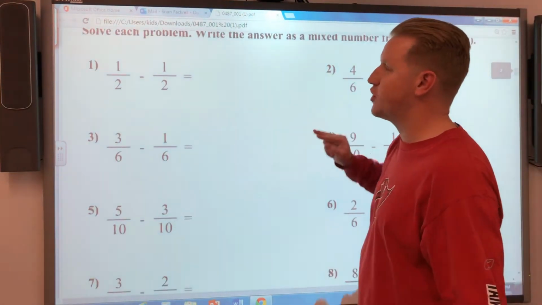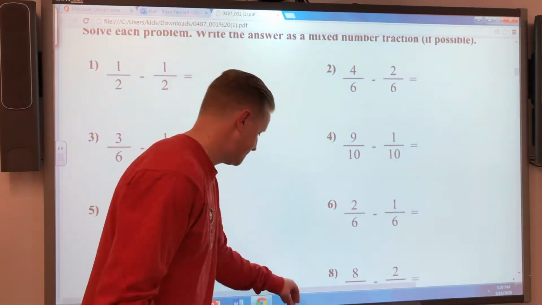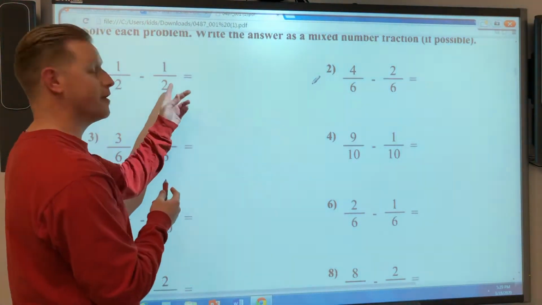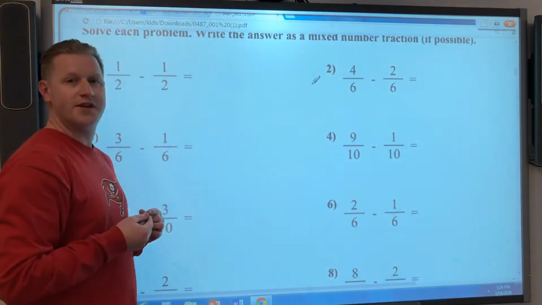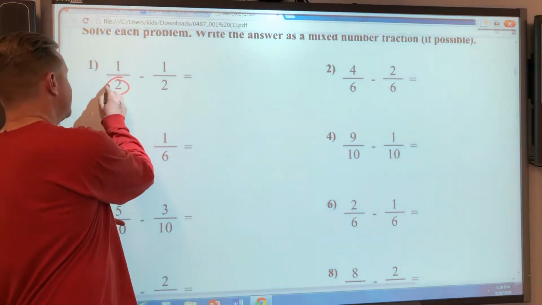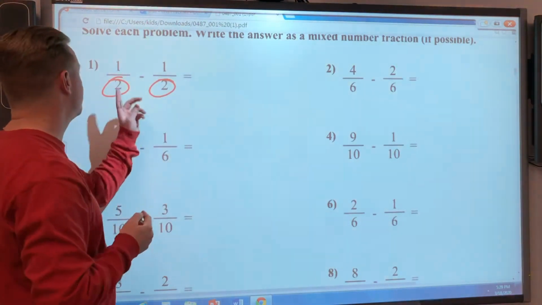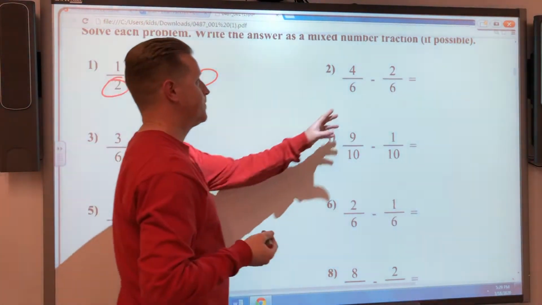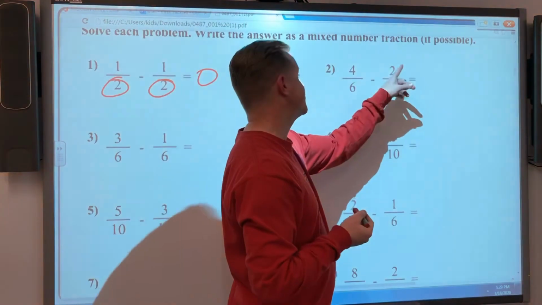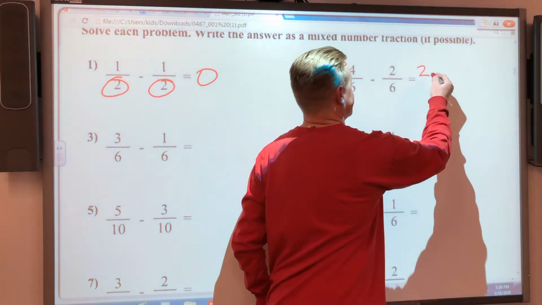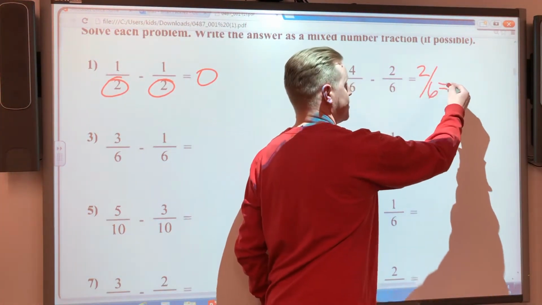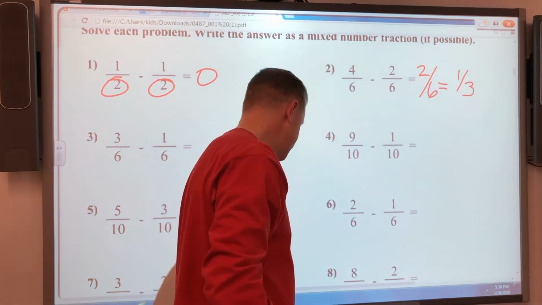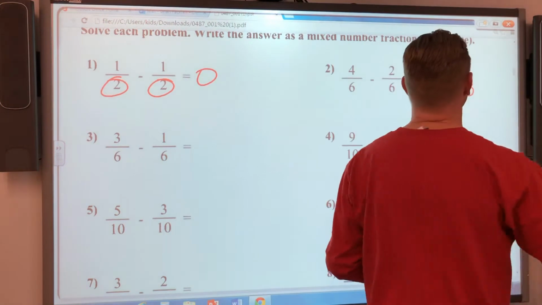Next, we move on to subtraction of fractions. First thing we look at, denominators. Bottom number, are they common? If not, we need to convert them. Luckily for us, they have common denominators. We have 1/2, subtract 1/2. That gives us 0. We have 4/6 minus 2/6. That leaves us with 2/6, which can be reduced to 1/3. Subtracting like fractions.